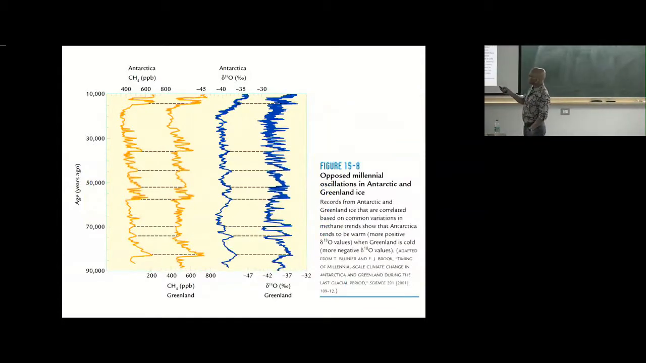This is now showing Antarctica, okay? And this is the methane signature, and this is the delta O18 signature. Again, multi-thousand year millennial time scales, very clearly seen.